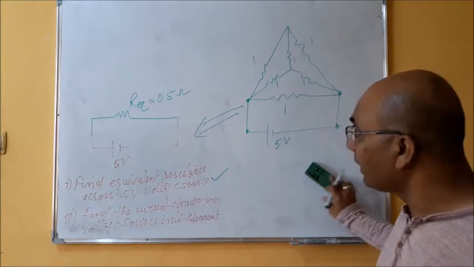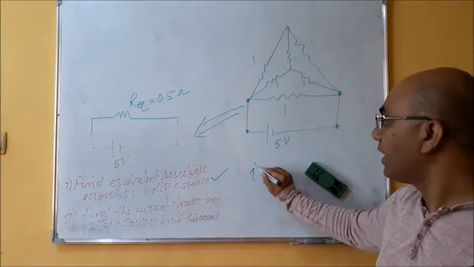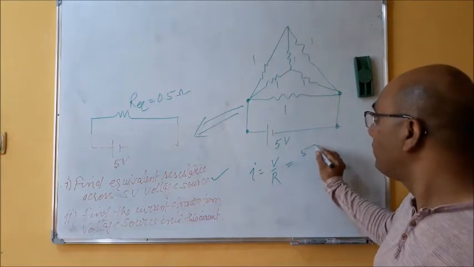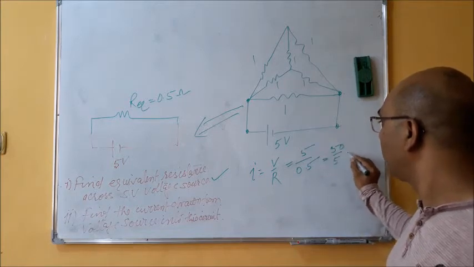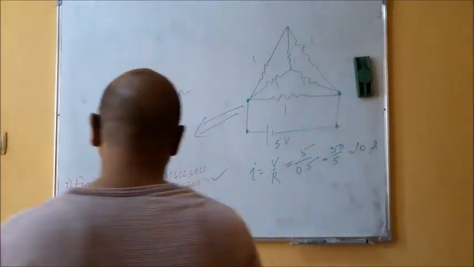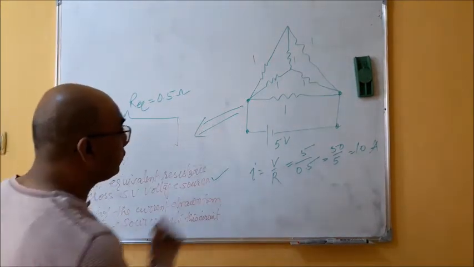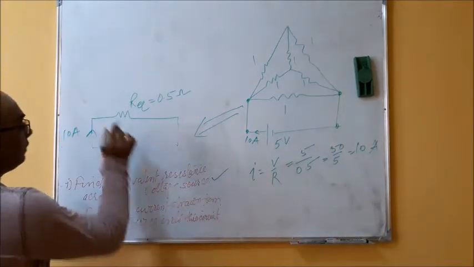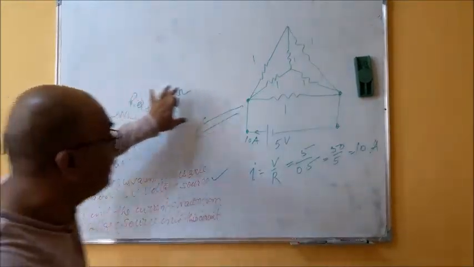The second, find the current drawn from the voltage source. So what is the current drawn? I is V upon R. What is the value of V here? 5. What is the value of R? 0.5. So 50 upon 5, so the value of the current from this 5 volt voltage source in this resistance will be 10 ampere in the whole circuit. Here 10 ampere in the whole circuit.